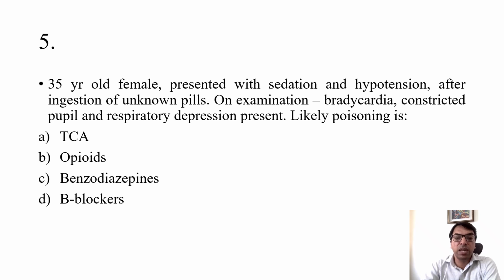So to rule out tricyclic antidepressants, we have pupillary dilation. For benzodiazepines, we have no respiratory depression, and for beta blockers, we don't have miosis or pupillary constriction. So the answer is opioids, right? Moving on to the next question.